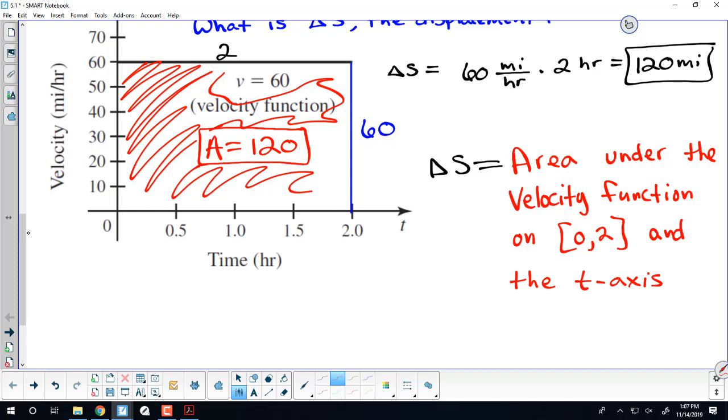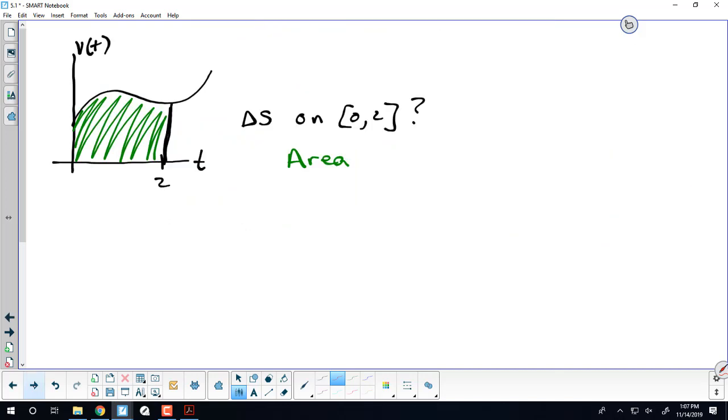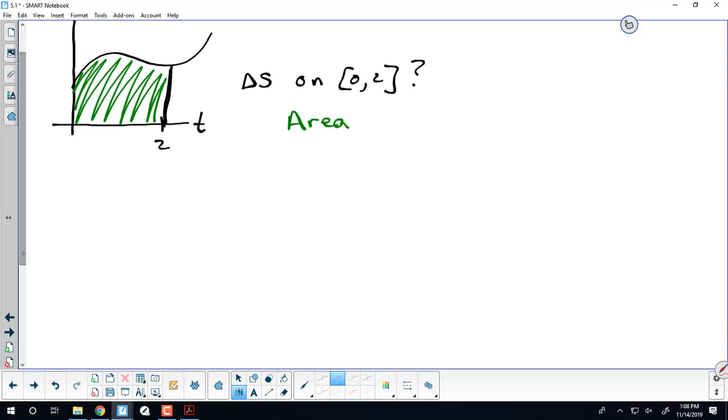But we know velocity functions aren't as simple as that. So what if we had a velocity function like this? And we wanted to know what's the displacement on the interval from 0 to 2. So then we have to find the area in green, and it's not a nice geometric figure, right? It's not something we can just plug into a formula to figure out. So that's what we're interested in, these more generic shapes or some function that's not constant.